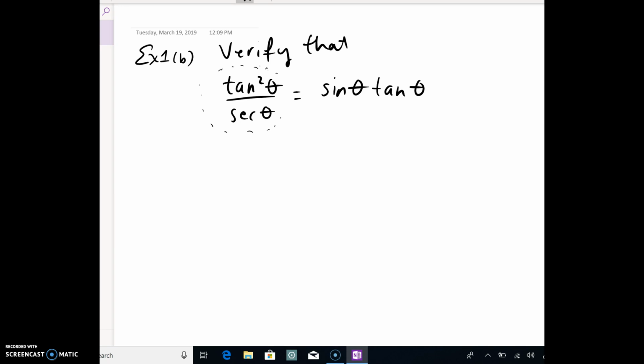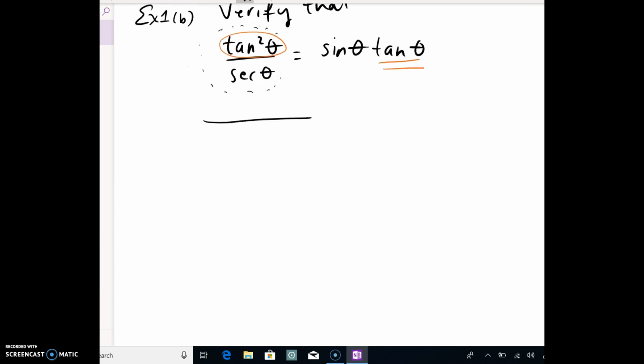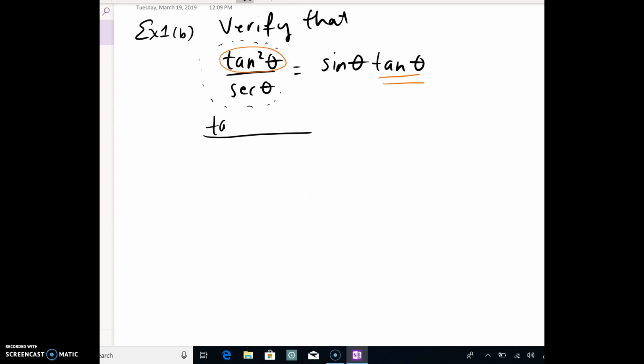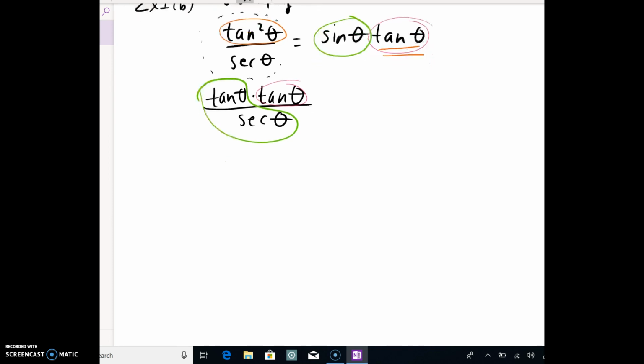Now, the first thing we notice is that we still have a factor of tangent on the right-hand side. So what that means is we're definitely going to use one of these factors of tangent. Anytime you see something squared, and you want to turn it into a first degree term, we can just break this up and call this tangent theta times tangent theta divided by secant theta. And if you can see, we already took care of one of those tangent thetas. So what we need to do is show that this tangent theta divided by secant theta is equivalent to saying sine theta. So let's play with that for now.